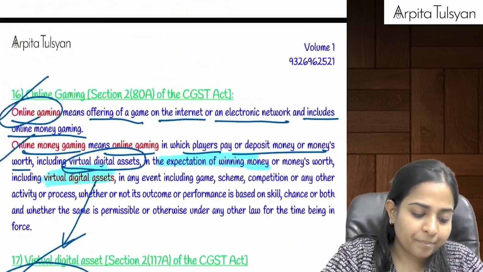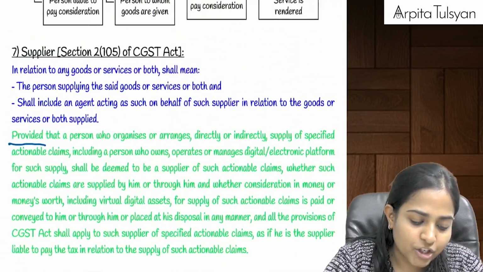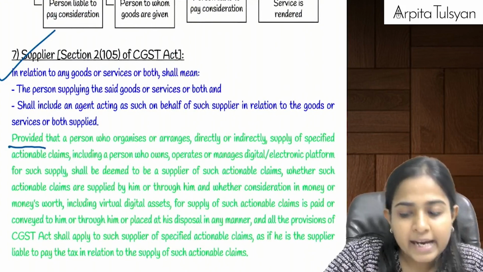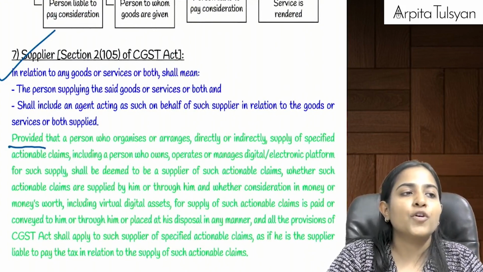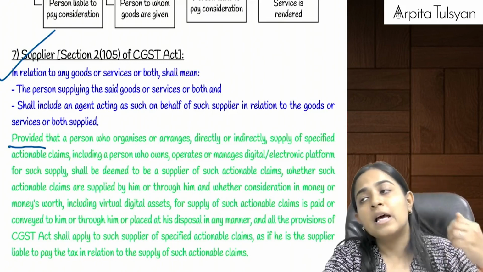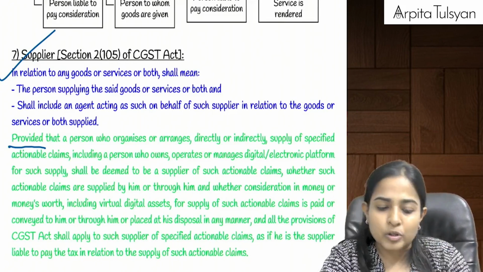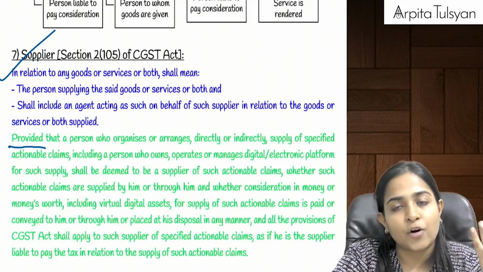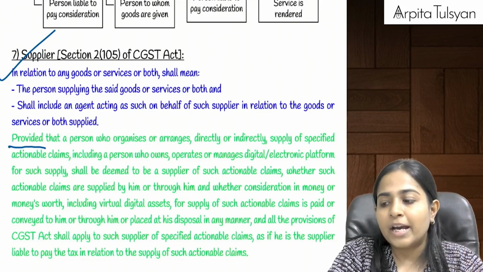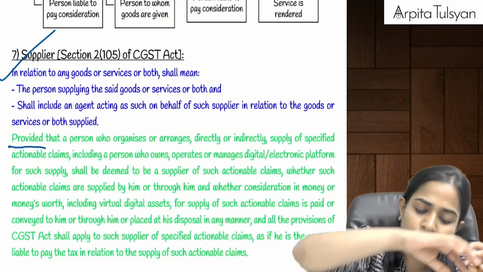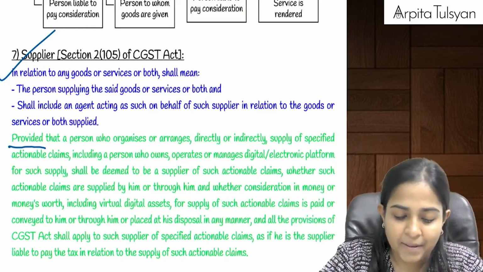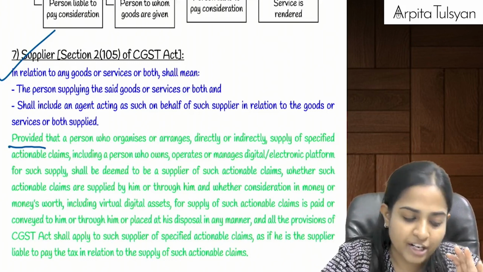Okay. Now going back to the definition of supplier here, in which a particular proviso has been inserted. The normal definition of supplier that we had seen was any person who is giving the supply of goods, or any person who is giving the supply of services, or both, and including an agent. If a particular agent is doing it on behalf of the supplier, then that agent is also considered as a supplier. This we had already studied in the definition of supplier.